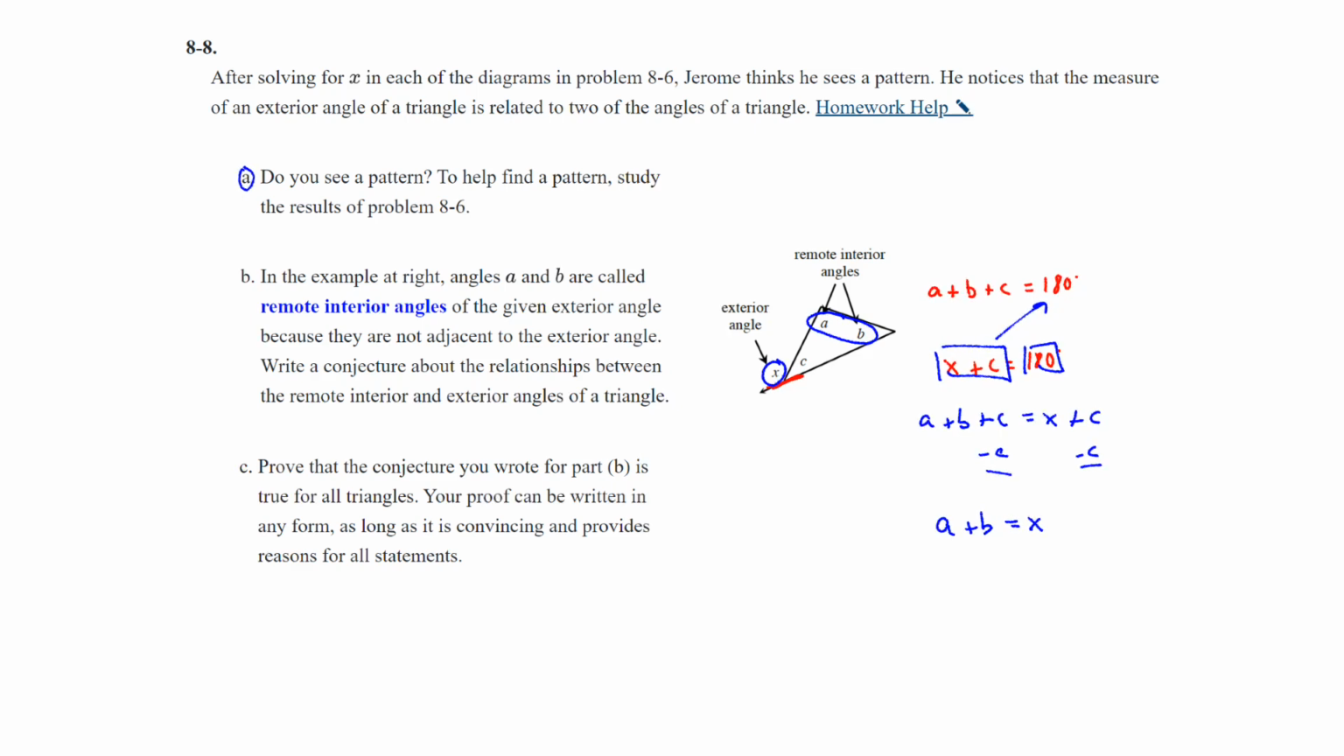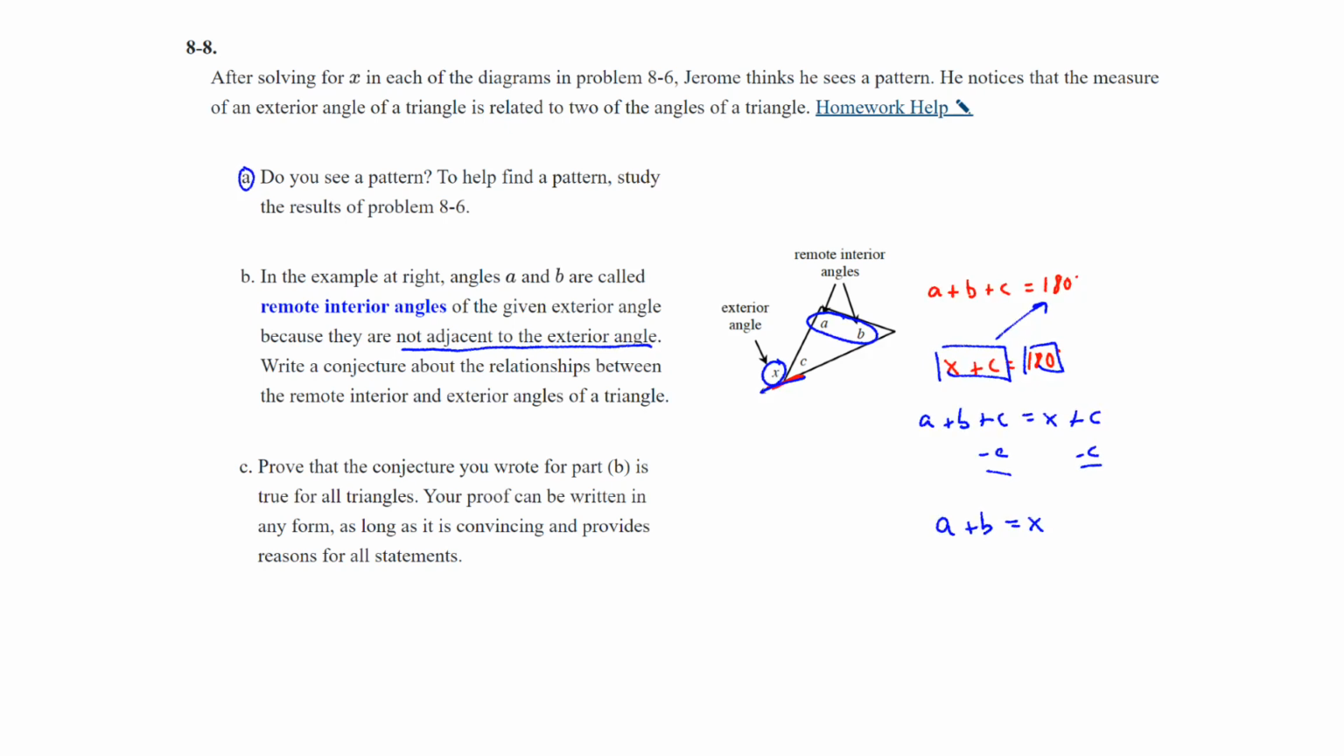Part B, in the example at the right, it just goes through and explains what we just talked about. A and B are called remote interior angles of the given exterior angle because they are not adjacent to the exterior angle. So that's why we know something is a remote interior angle, because it's not adjacent to the exterior angle. So it really depends on what exterior angle you're looking at and what your remote interior angles are. Write a conjecture about the relationship between the remote interior and exterior angles of a triangle, which we already said. Once again, the measure of the exterior angle of a triangle equals the sum of the measure of its remote interior angles. And then I'll write that out in a second.